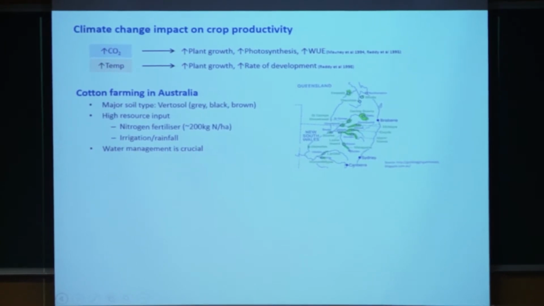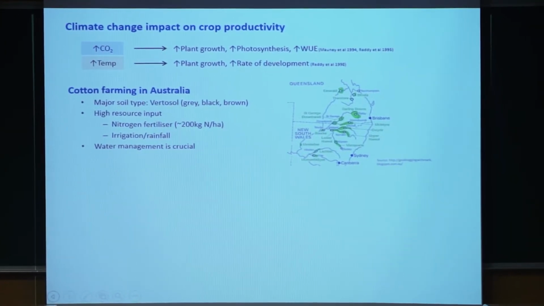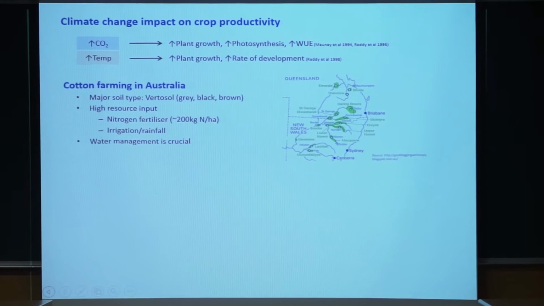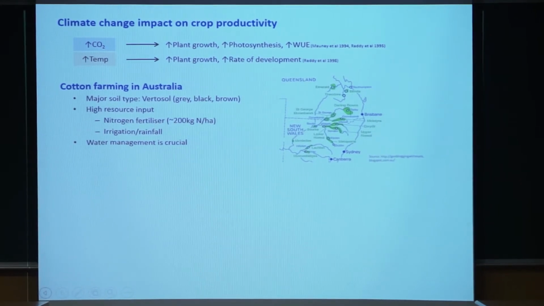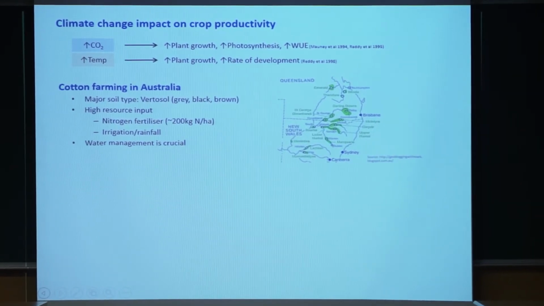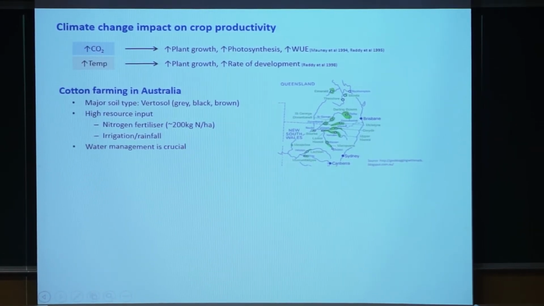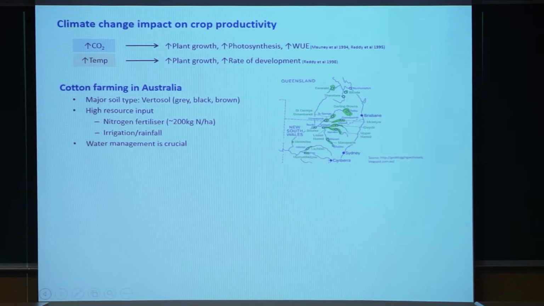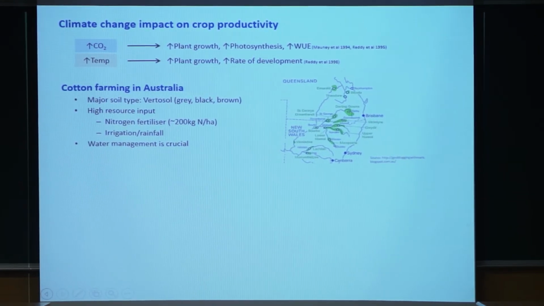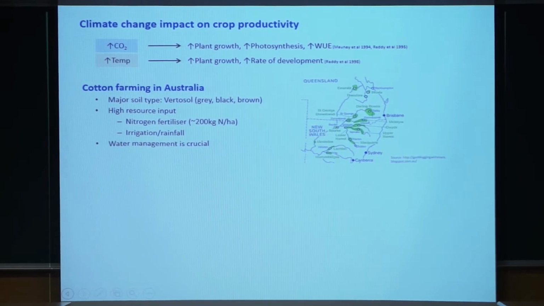And so what we did is we then took these factors and then we looked at cotton farming in Australia, which occurs on 3 different major soil types, of which we selected 2. But like all farming, it's a high resource input system. So there's a lot of nitrogen that's added to the system, and there's water or irrigation when you have water, which we don't have anymore. Water management is quite crucial.